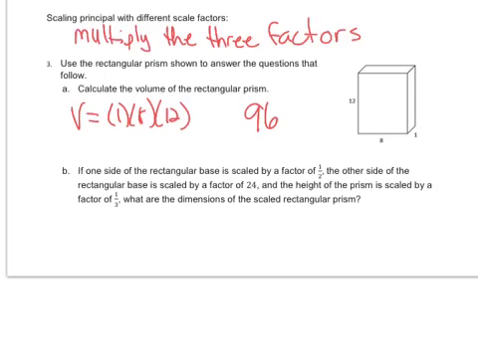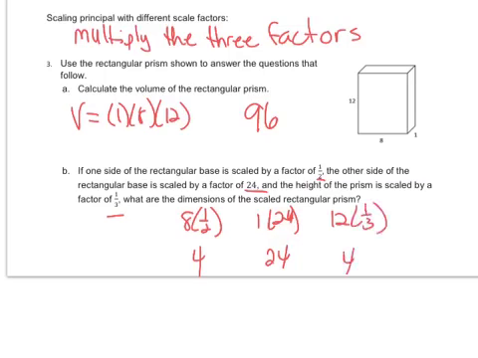If one side of the rectangular base is scaled by 1/2, the other side by 24, and the height by 1/3, we're going to first find the dimensions of the scaled prism. So I'm going to multiply 8 by 1/2, so that new dimension is 4. And then 1 times 24, that new dimension is 24. And then 12 times 1/3, that's going to be 4. So 4 by 24 by 4, those are the new dimensions.